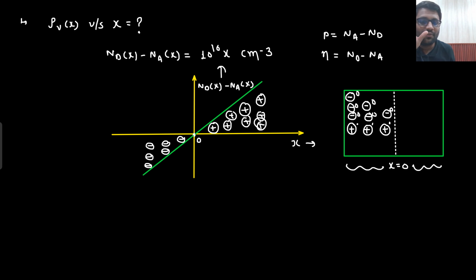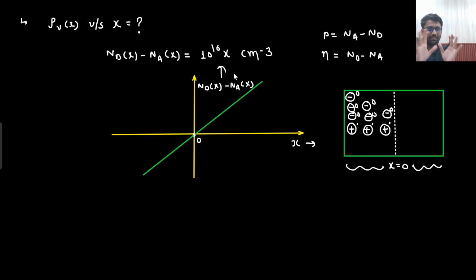In the examination, we will not be able to think this much. That's why we have developed a method that we will always draw Nd minus Na. This will be our matter of concern always. So just remember the method: draw Nd minus Na. Why are we drawing Nd minus Na? Just to explain this particular part, I am explaining this much. Because we are considering the positive charge.